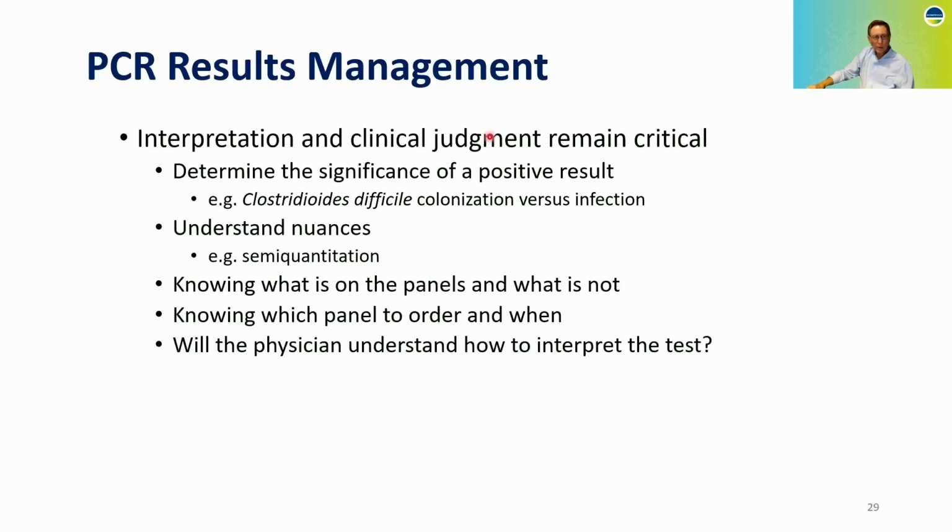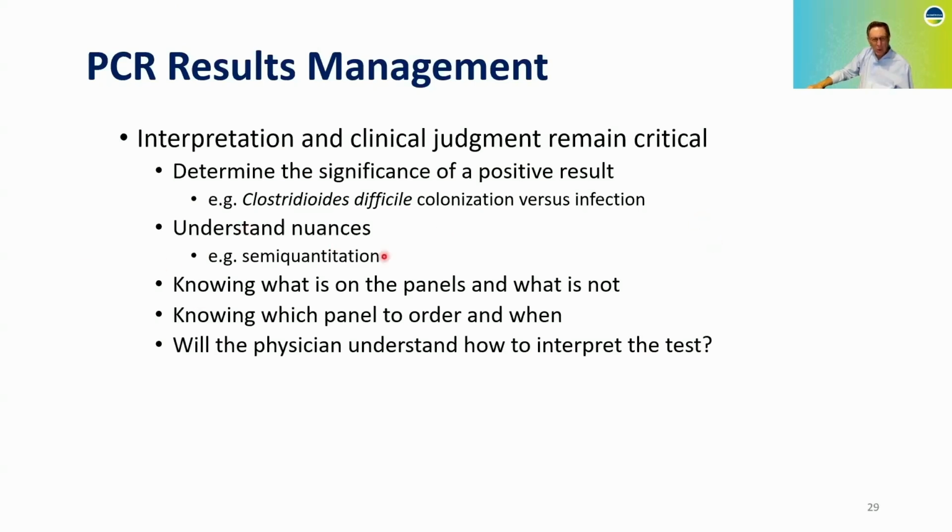So in terms of PCR results, once again, clinical judgment still remains critical. Trying to differentiate colonization versus infection can be difficult. One of the classic ones not related to pneumonia is C. diff, where the PCR for C. diff is positive whether or not you're colonized or infected. And we often use a second study to differentiate that by actually detecting toxin itself.